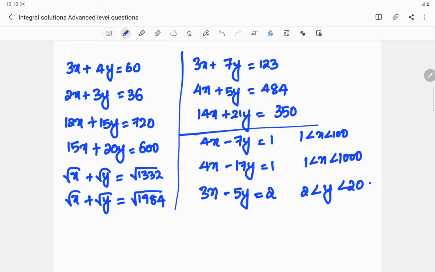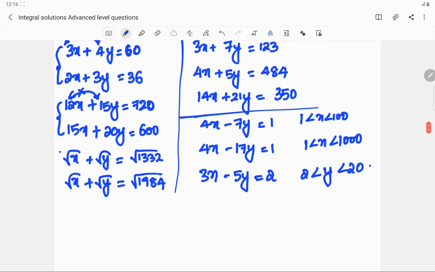If we see these two equations, the first one and second one, the coefficients of the variables are co-primes, but to the right hand side of the equation, whatever is there, say here it is 60, these two coefficients are factors of the number on the right hand side of the equation. Now in these two equations, the coefficients are not co-primes, and they are factors of this 720.